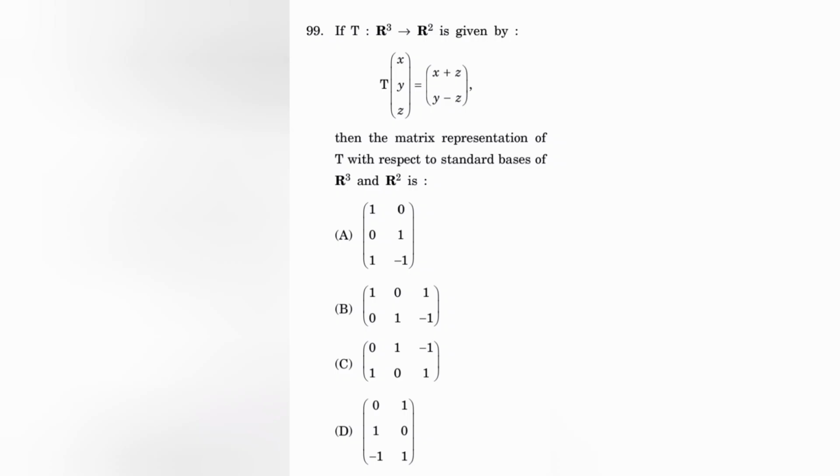Same question as the previous one. So the question is, if T from R3 to R2 is given by T of x, y, z equal to x plus z and y minus z, then the matrix representation of T with respect to the standard basis of R3 and R2 is question mark, and then we have 4 options.